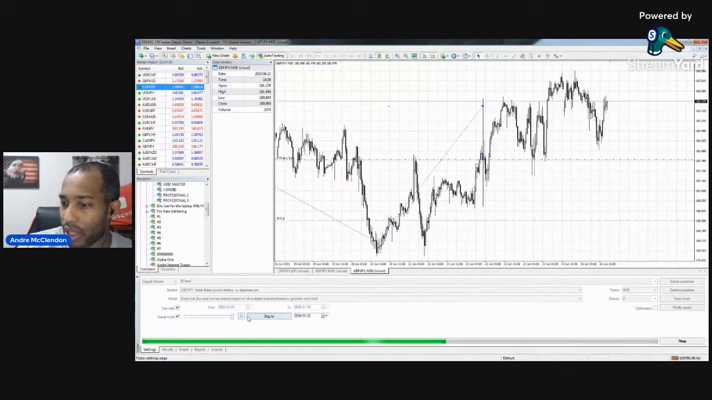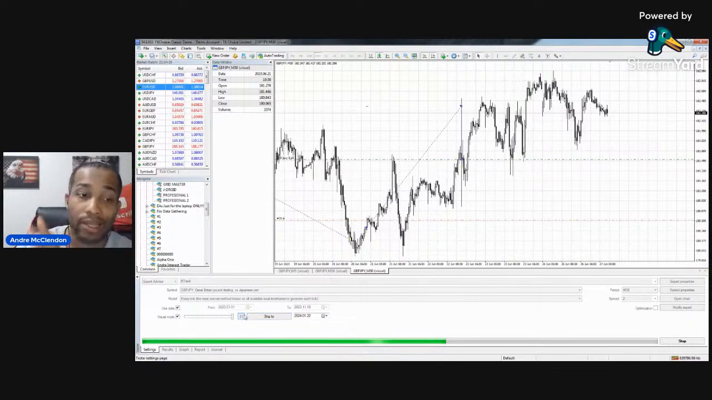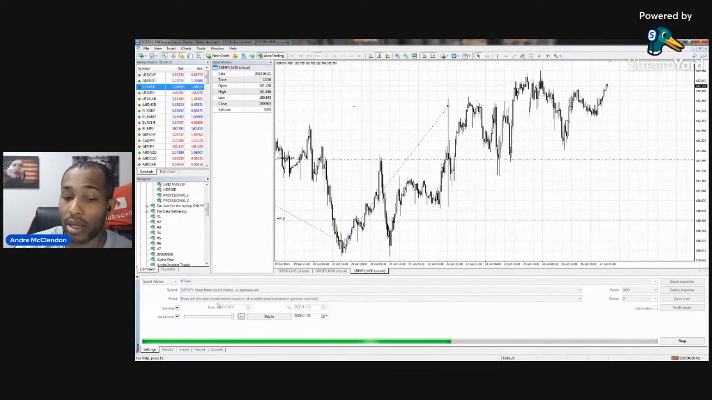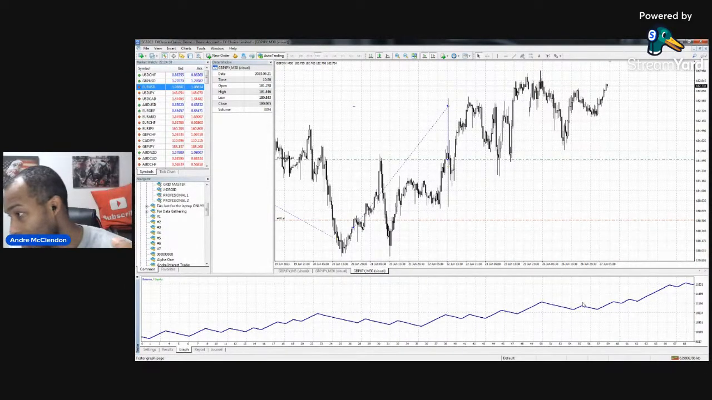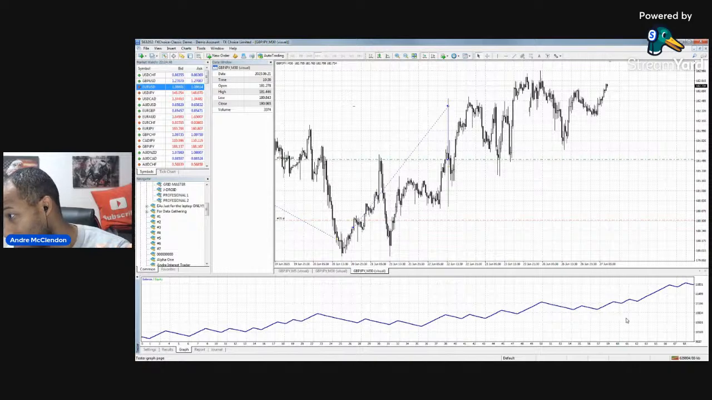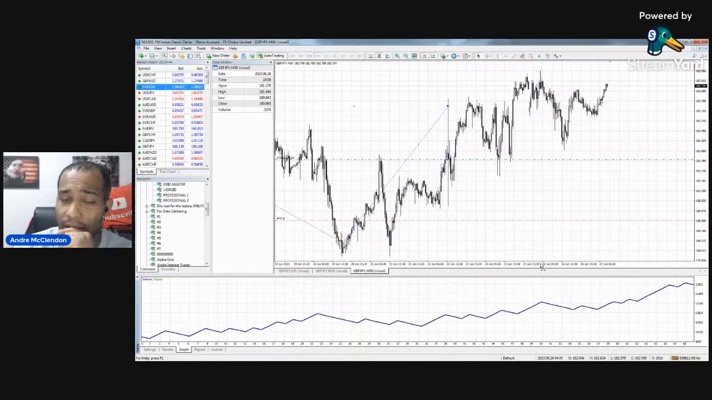So right now, Sonali's robot. Now remember, this is a basic code. It's not meant to be making you rich. It is just for educational purposes. But so far, it's a winning robot. He's up 11. Yeah, a little bit over 11%.